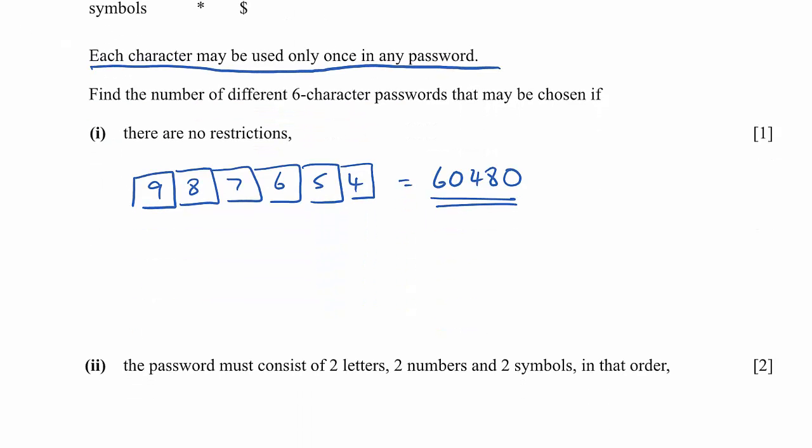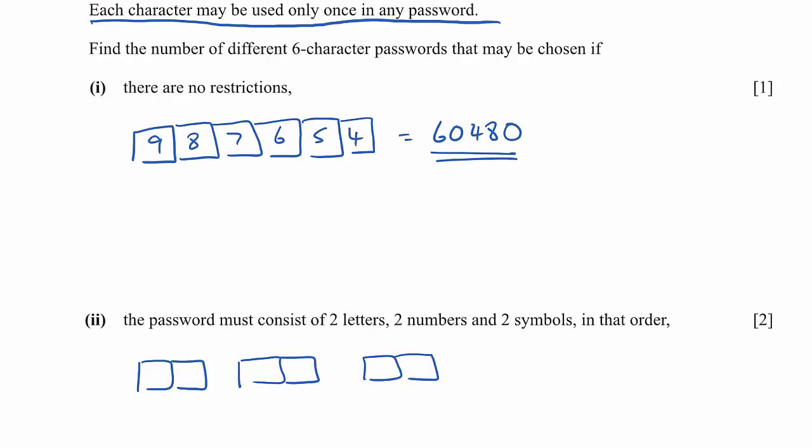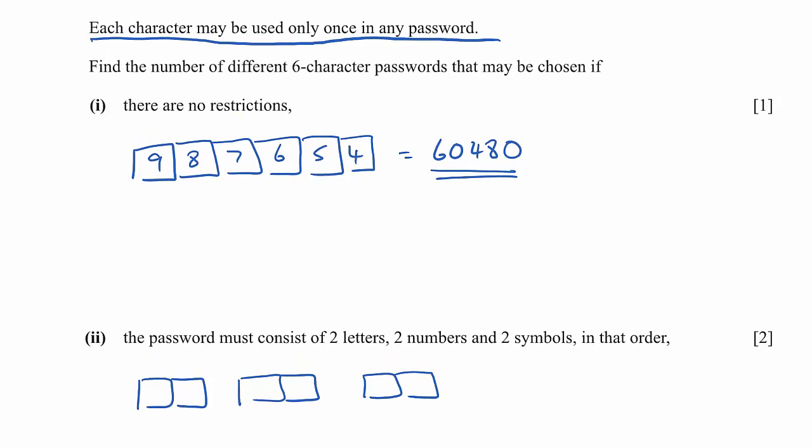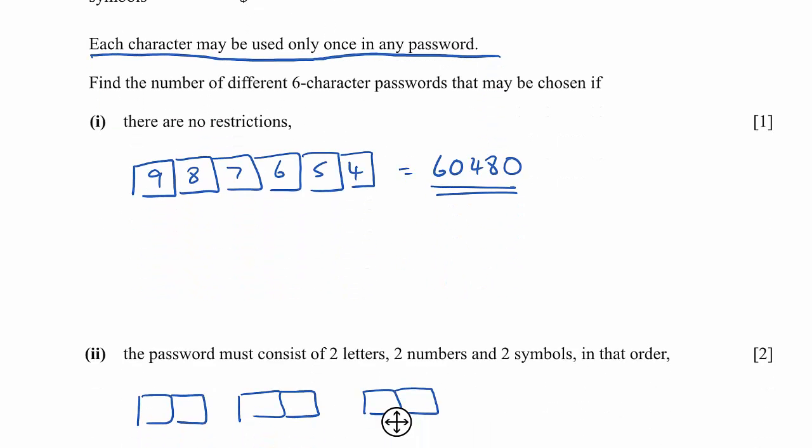So now the password must consist of 2 letters, 2 numbers and 2 symbols in that order. So it's got to be done like this, and don't forget we're only allowed to use each one once as well. That was stated right at the beginning. So how many letters do we have? We've got 4 of them.